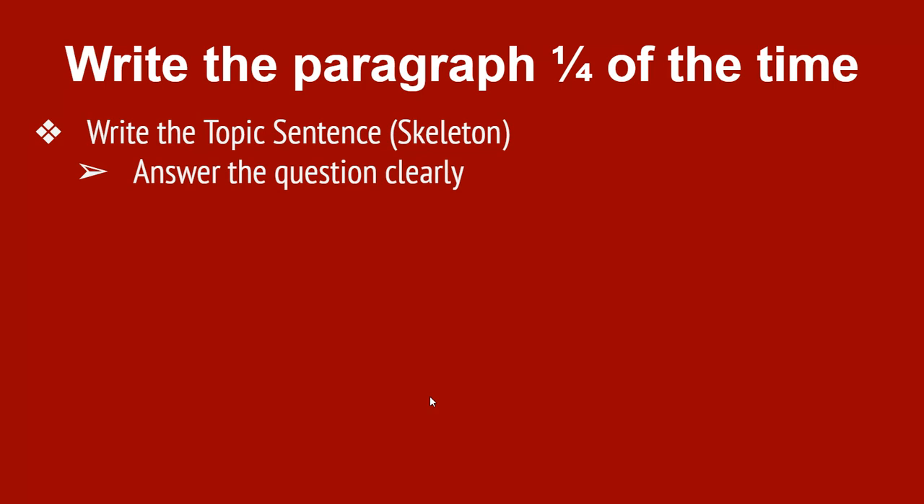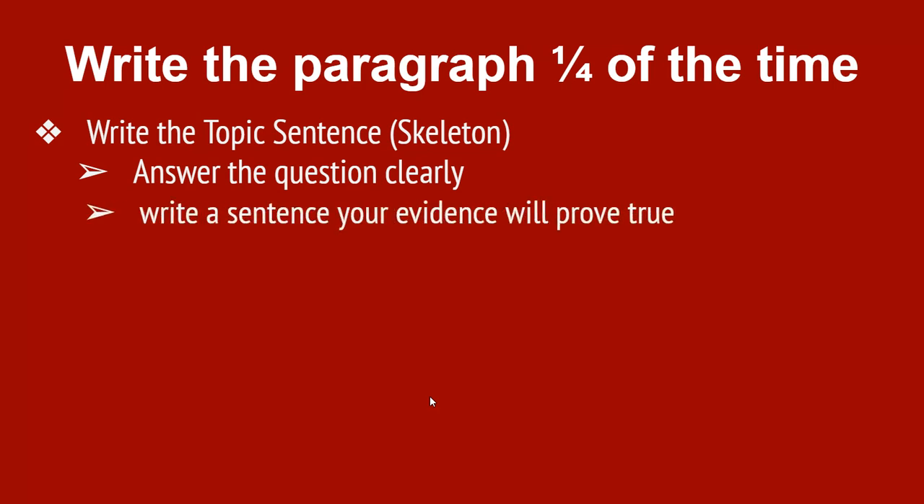In your topic sentence, you're going to answer the question clearly, and you're going to write a sentence that your evidence will prove true. That's very important. That's why we find the evidence first. In a paragraph or an essay, the evidence has to support your topic sentence. So by finding the evidence first, we're going to make sure that our topic sentence is supported by our evidence, that our evidence will prove this true.